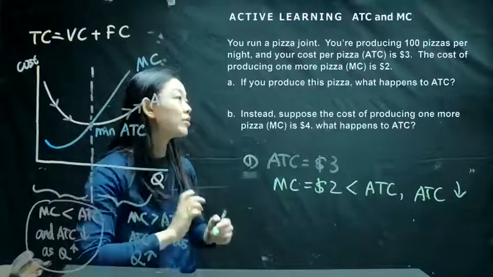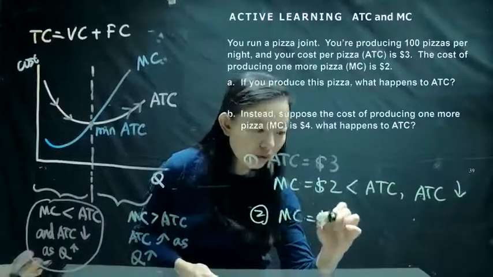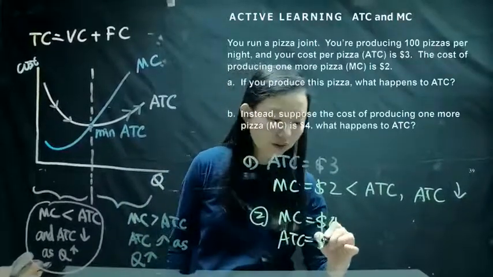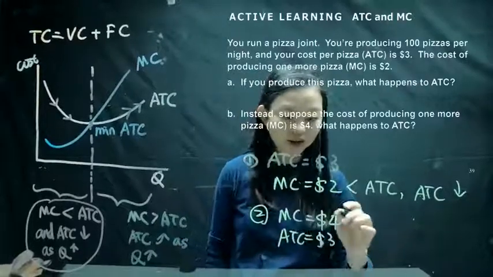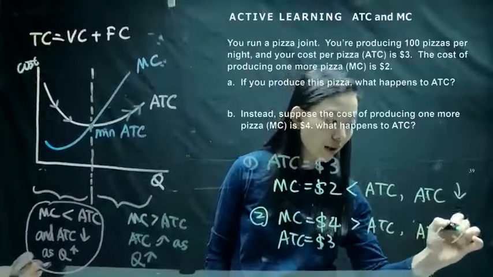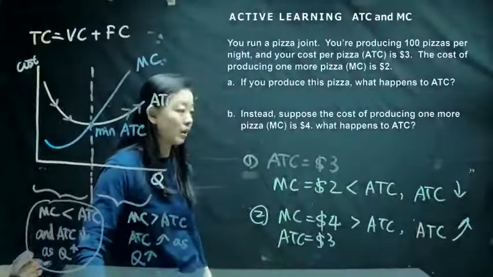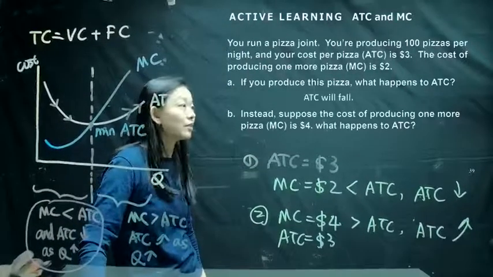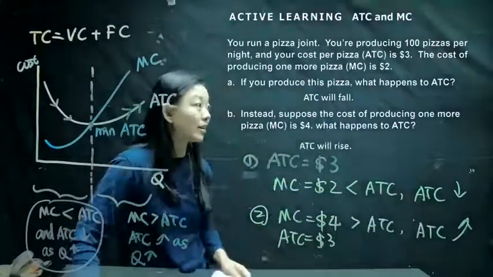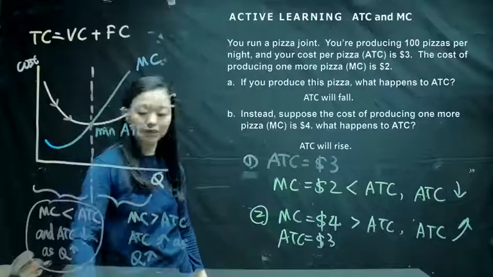In the second case, the marginal cost of producing one more pizza has increased to $4, while average total cost is still $3. In this case, marginal cost is already larger than average total cost. Therefore, producing this pizza will actually increase the average total cost. So in the first case, average total cost will decline. However, in the second case, average total cost would increase. This is just based on this graph.